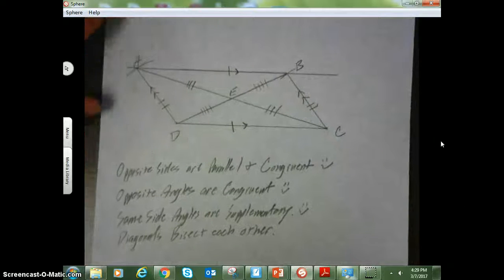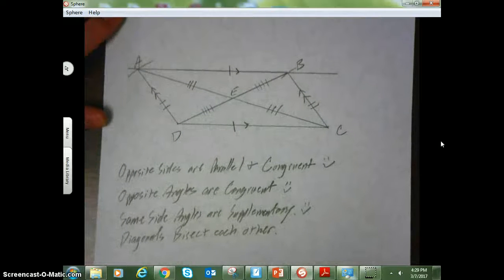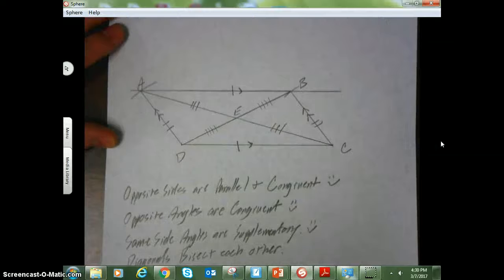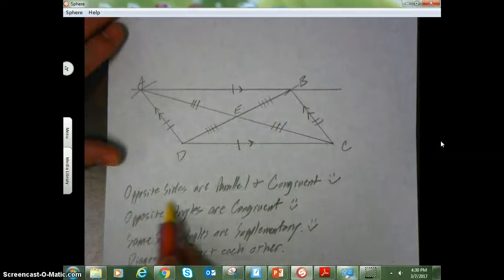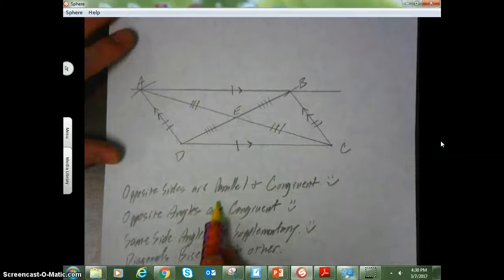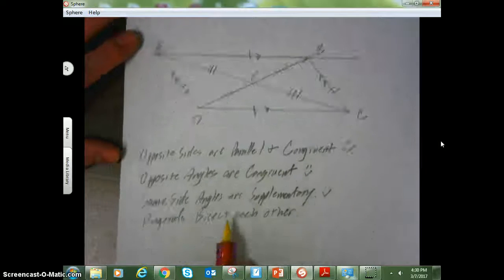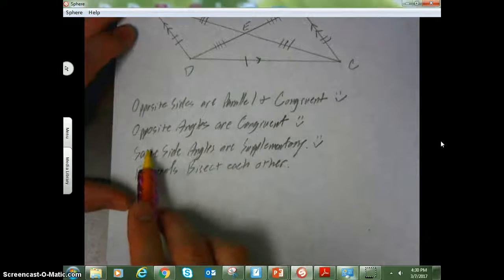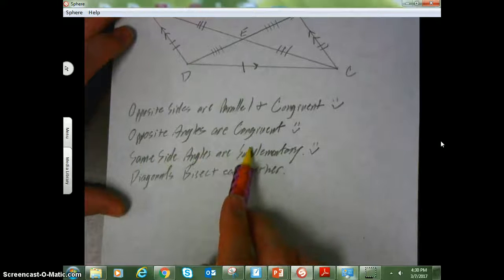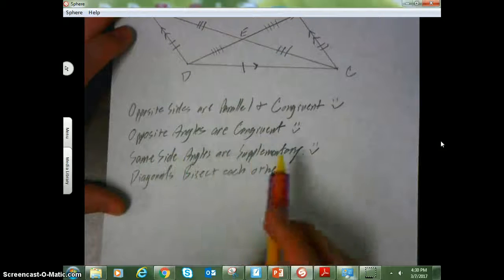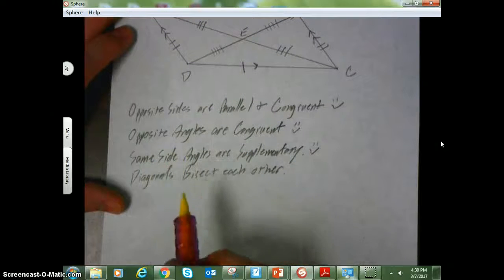So these are the main characteristics that we're going to be looking at about a parallelogram. First of all, the opposite sides are parallel, hence the name parallelogram, and they are congruent. In fact, the only way they can be parallel is if they are congruent to each other. The opposite angles are congruent to each other as well, so angle A is congruent to angle C in my case, and B and D are the same.